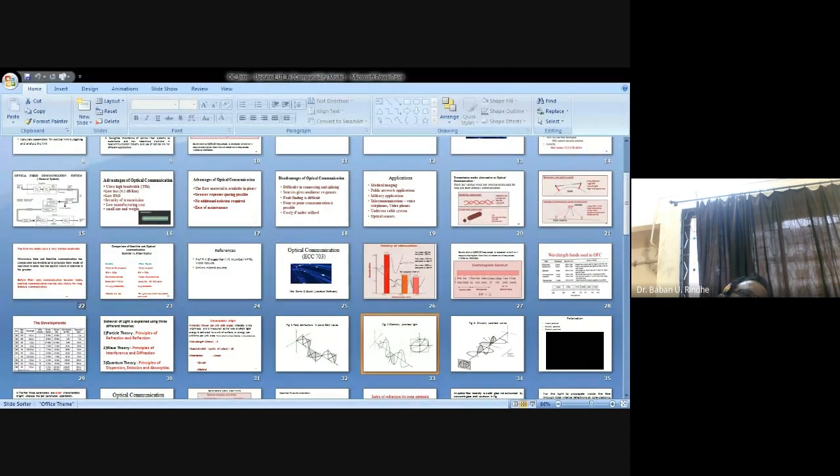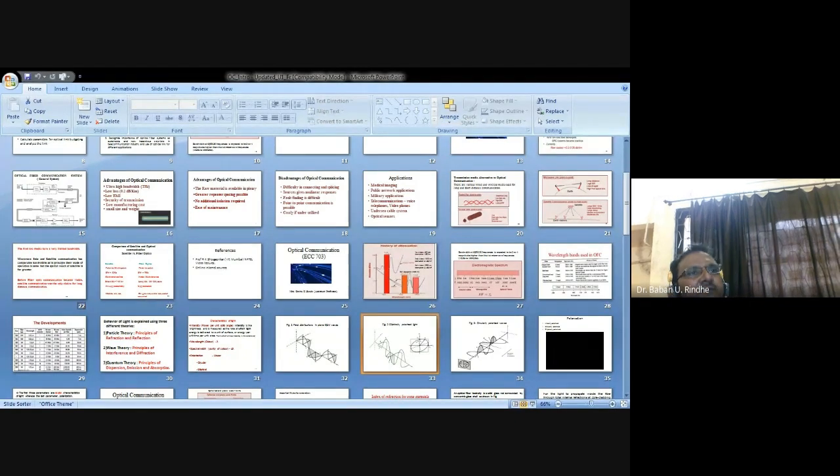Taking the end view of this, suppose we are checking it, then we get the circular type of end view. We have EX and EY, and the resultant is E. That is how we get the circularly polarized wave, in the circular form.